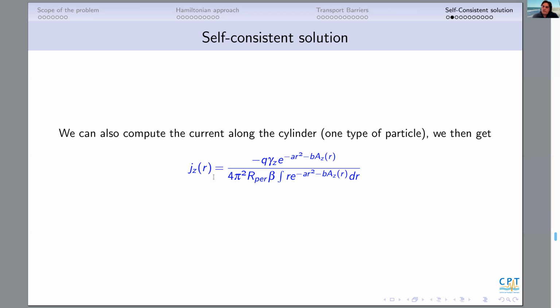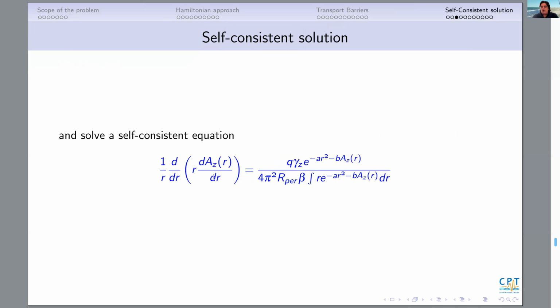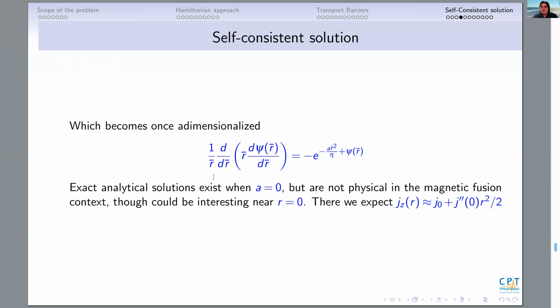And then if we want to be self-consistent, we say the current is generated by the magnetic field using the Maxwell-Ampere law. Using that law, we end up with a self-consistent equation for the vector potential that can be written in this form. Here we just took into account Jz, the current along the cylinder. So if we do this, we can make some analysis.